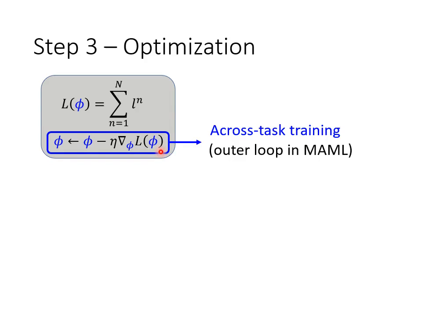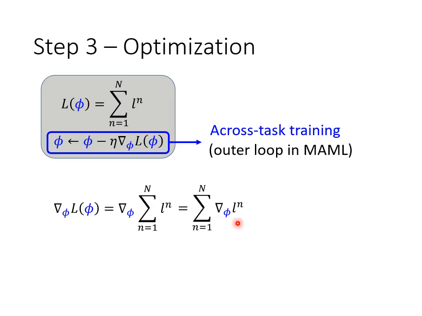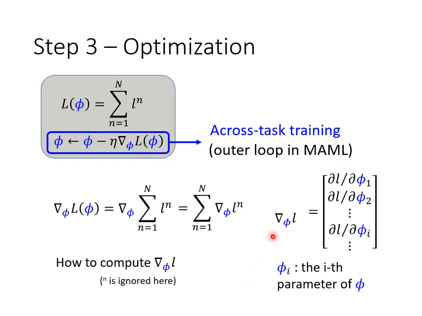To update the parameter phi, we have to compute the gradient of capital L with respect to phi. To compute this term, what we have to compute is the gradient of small l for each task with respect to phi. Then how to compute the gradient of L with respect to phi? We have to know how to compute partial L, partial phi i. And here, phi i is the i-th parameter of phi. Then let's see how to compute partial L, partial phi i.